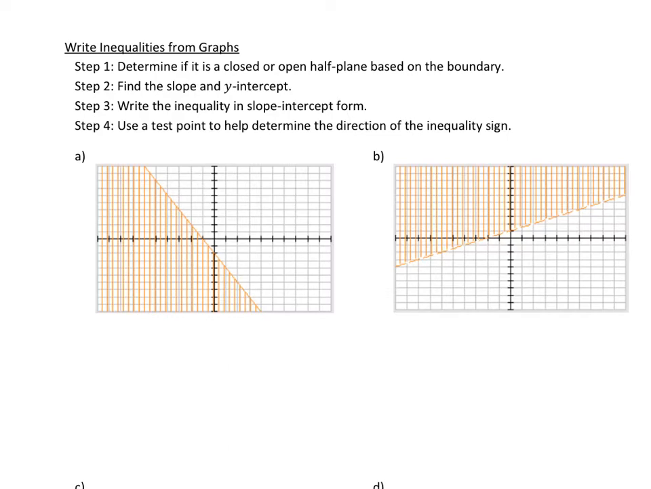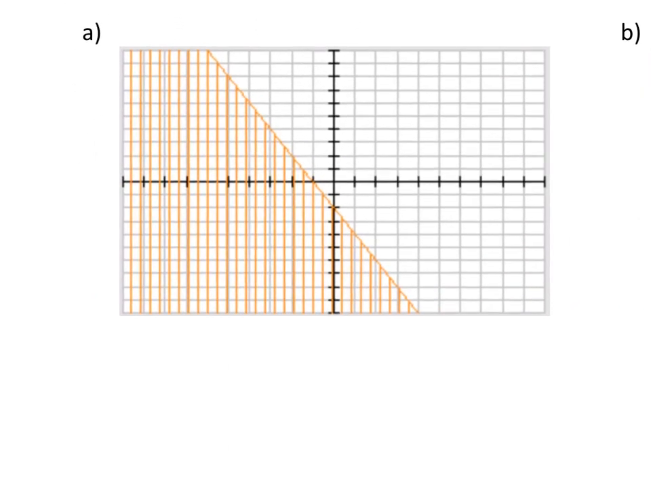So if we look at letter A, we have a solid line, which tells me it's a closed half plane. So let's jot that down. Closed half plane. Okay, that's part of our answer. And we need the slope and y-intercept. The y-intercept is at -2.